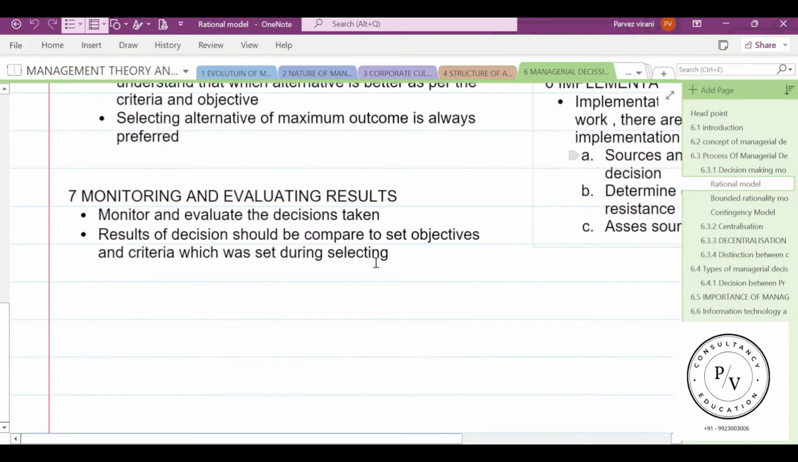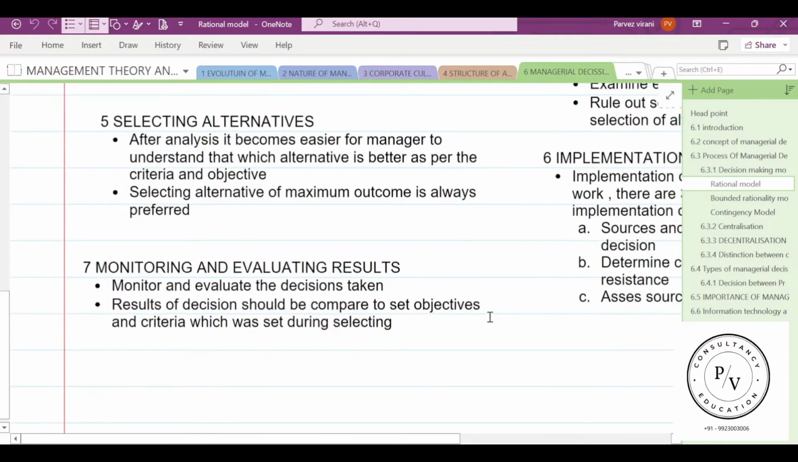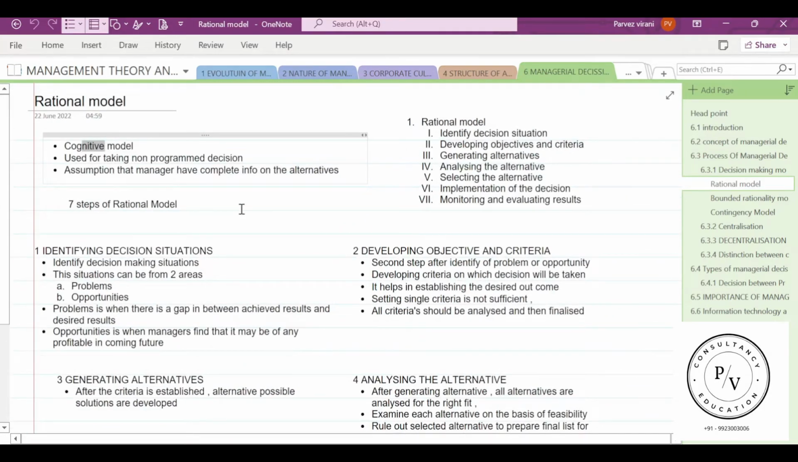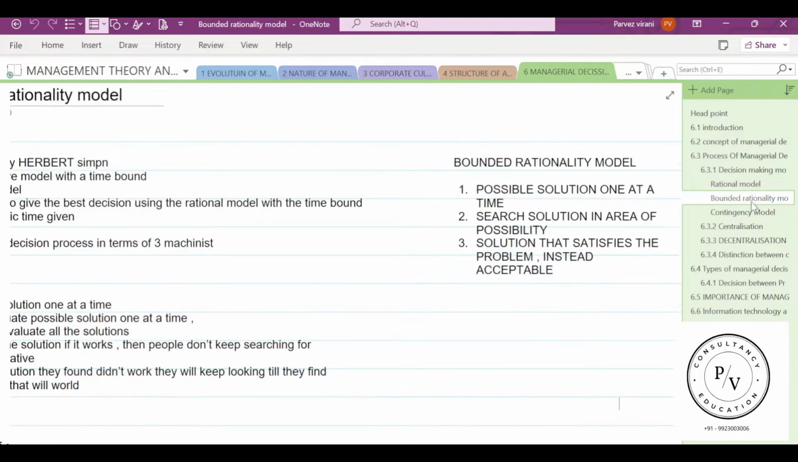Monitor and evaluate the decisions taken. Results of the decision should be compared to the objectives and criteria that were set during selection. So that was monitoring and evaluating. This is how the rational model works. The rational model has seven major steps, which are taken to come to the decision. Second is the bounded rationality model.